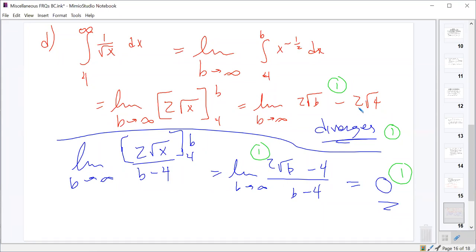I mean, however you want to evaluate that limit is fine. The hope is you can just look at that limit and see that the top's increasing less quickly than the bottom, even though they're both going to infinity, so it's 0. But if you do L'Hopital's rule, it does the same thing. So either way is fine. Okay, thank you. Yep. Anybody else? Any other questions on that?